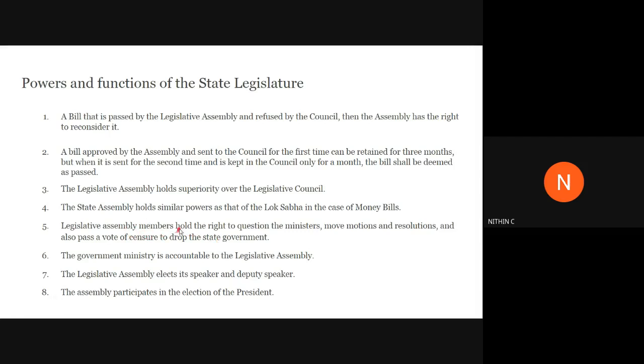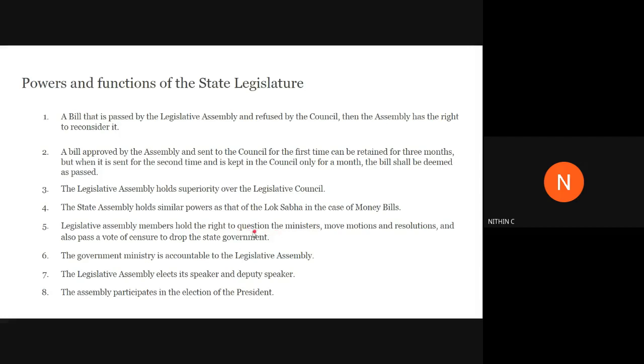So that is also a function of the legislative assembly, or the legislature. A main function is the question hour, right? You might have heard about this, the question hour session. During that time, the different ministers who hold different portfolios will be questioned by the members of the legislative assembly during that session. So they are actually answerable to the legislature.